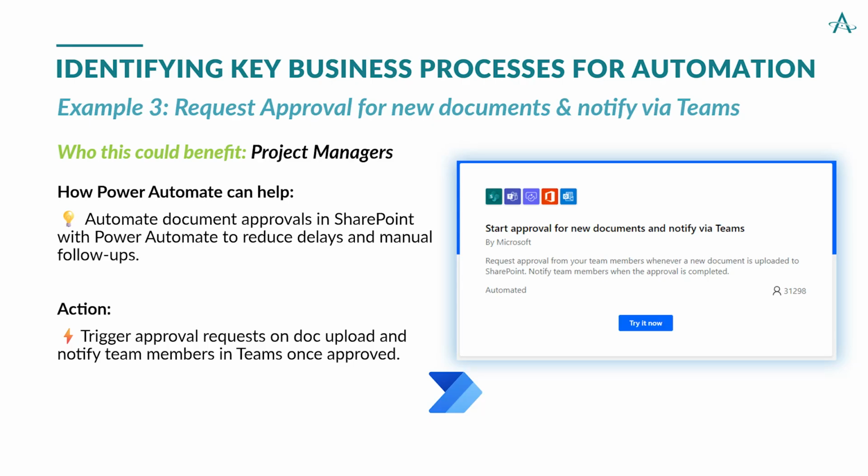Here's how it works. When a new document is uploaded to a designated SharePoint folder, Power Automate can trigger an approval request, which is sent to the appropriate approvers. They can review and approve the document directly from the notification they receive. Once all approvals are complete, Power Automate will send a notification to team members via Teams, letting them know the document is ready to go.